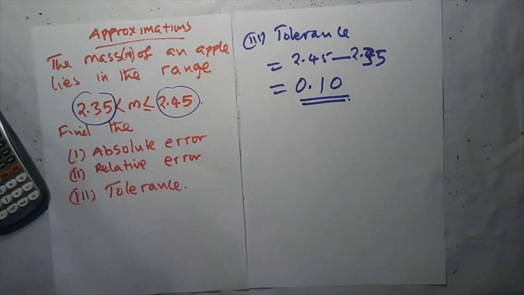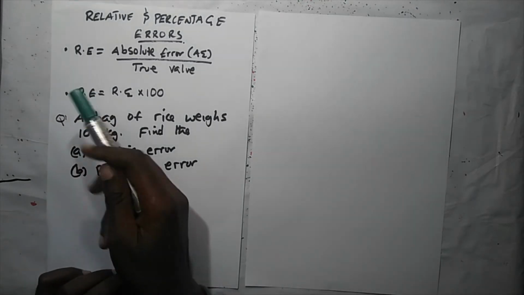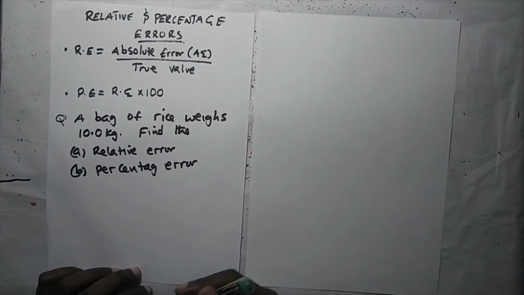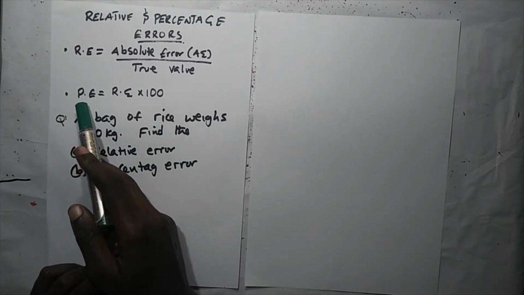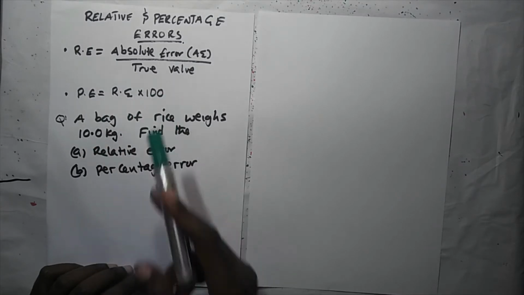In this lesson, we are going to look at the relative and percentage errors. The formula that we have for relative error is given here. Relative error is equal to absolute error over the true value. In my previous video, I talked about how to find the absolute errors, so you can check out my previous video and then you will see how to find the absolute errors. The percentage error, or PE, is given as relative error times 100.